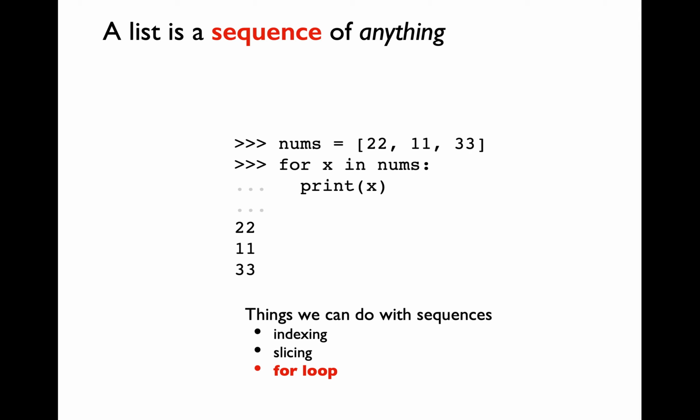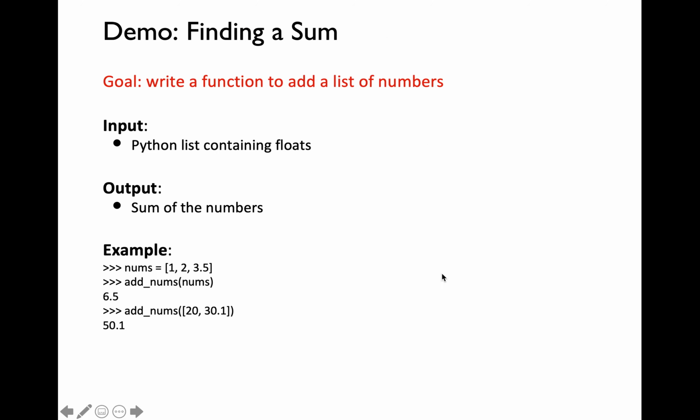Let's go through an example for loop. Similar to the previous example, we are going to say for x in nums and print of x. That's going to display every item within the nums list over here. Let's go through a simple example where we define a list of numbers and we want to be able to add all of those numbers together.